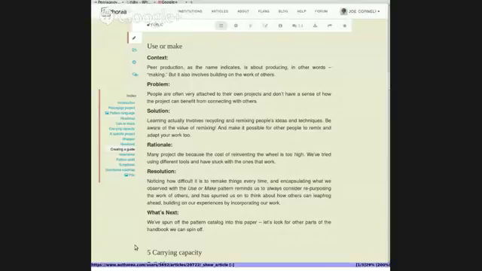So the context. Peer production, as the name indicates, is about producing, in other words, making. But it also involves building on the work of others. We're in the context of peer production. Sounds good. Problem: people are often very attached to their own projects and don't have a sense of how the project can benefit from connecting with others. Or their initiative instead of the project. Yeah.